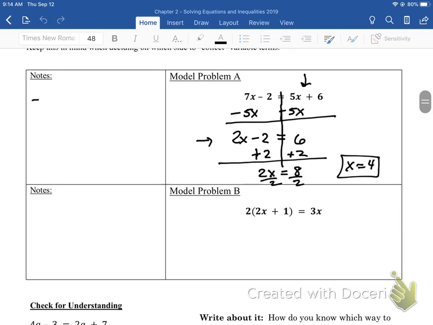As far as notes, I would just say try to move the lower coefficient. It's not mandatory at all, but it avoids negatives.